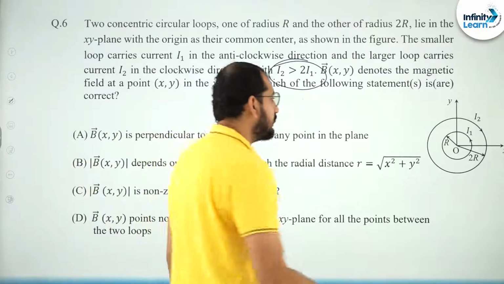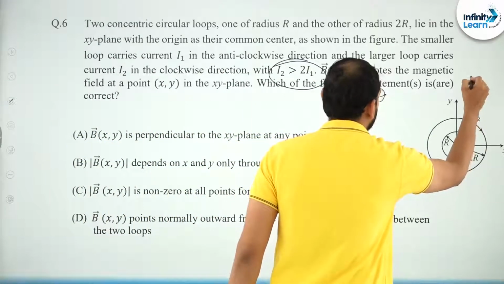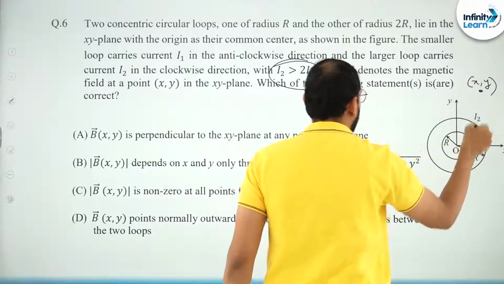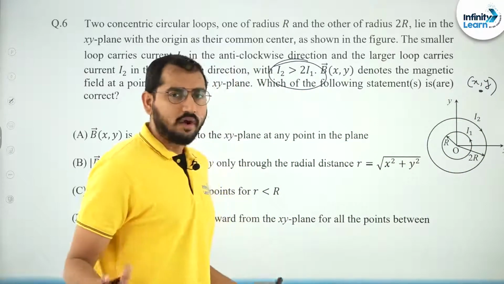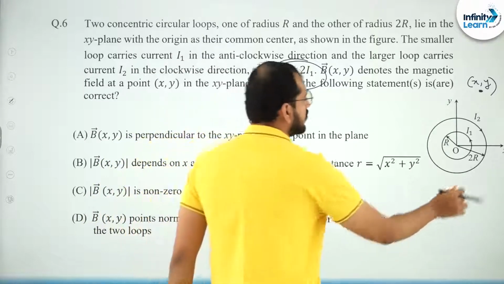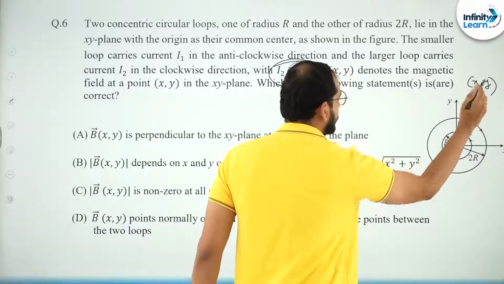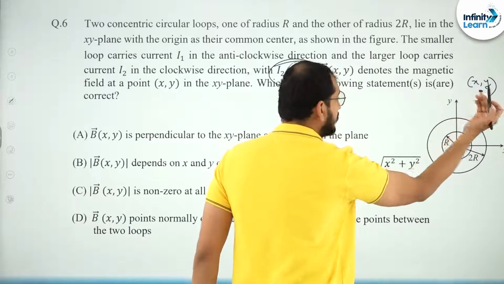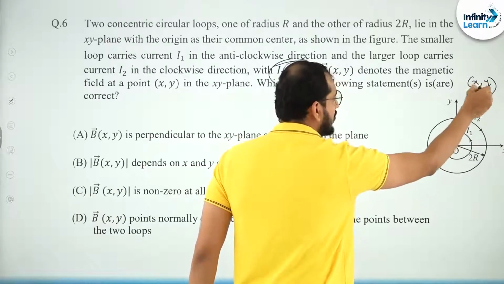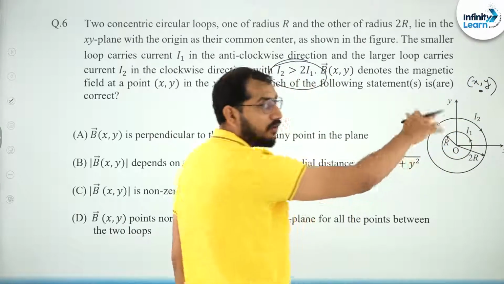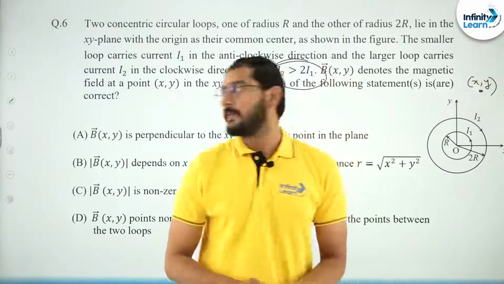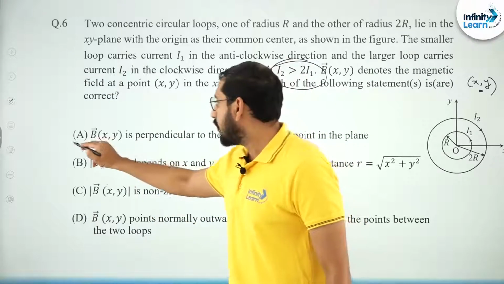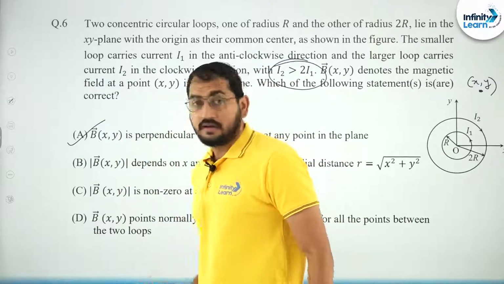So if I select any point, guys, let's say this is the point with x comma y coordinates, okay? If I calculate the magnetic field, I just have to make a qualitative analysis over here. The contribution of I1 will go inside, the contribution of I2 will come outside. So whatever the magnetic field over here is, either it is inside the plane or outside the plane. That means it is perpendicular to the screen, right? So here I can say that yes, option A is my correct answer.